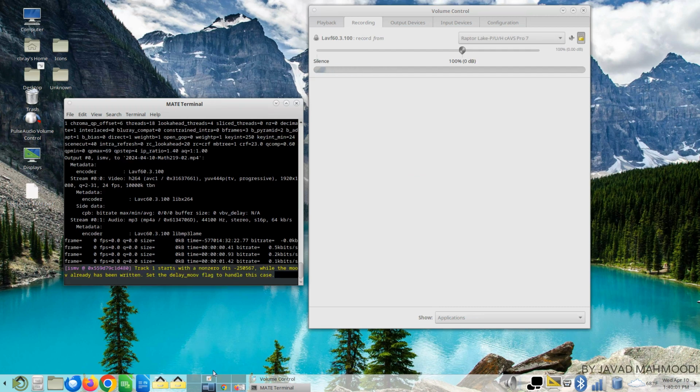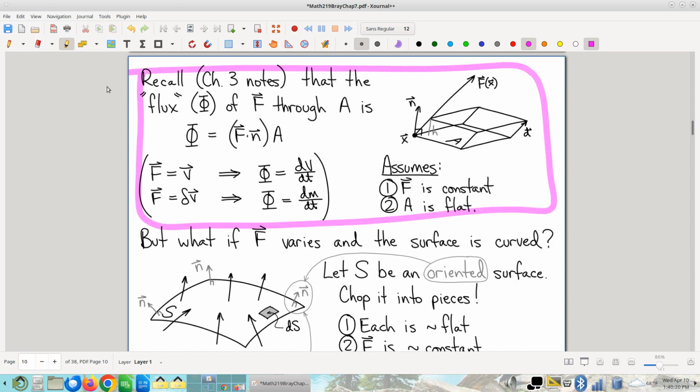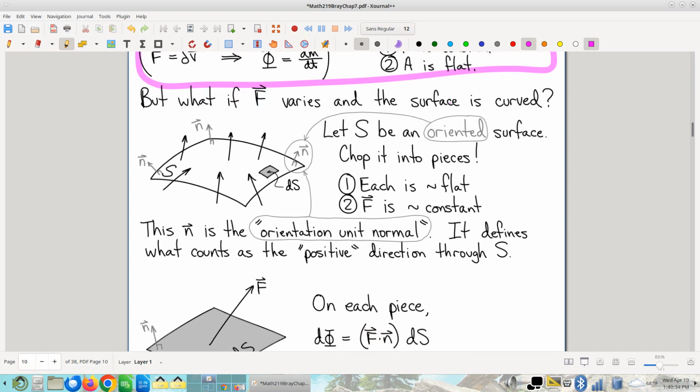Okay, off we go. So here's what we were talking about last time. Just a super quick review. We had this construction called a scalar surface integral, and we went towards trying to apply that idea to addressing flux. In particular, while we had previously in Chapter 3 talked about flux through a flat surface with a constant vector field, how do you deal with that if the surface is curved?